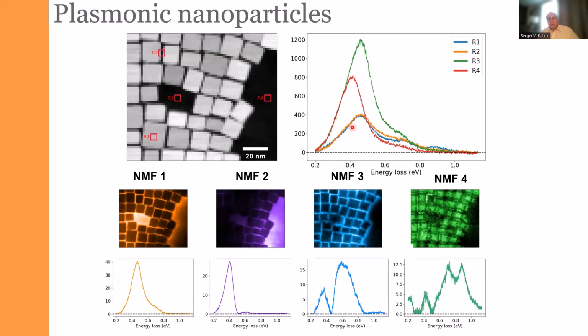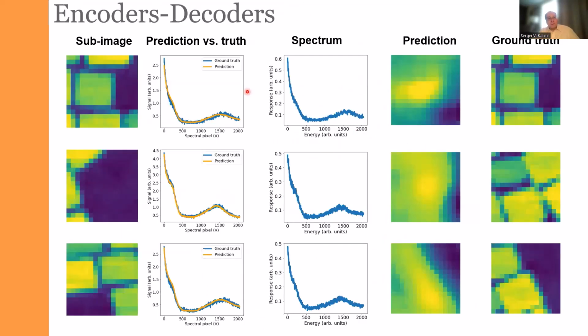This is another example when we do the same thing for the structure-property relationship in the plasmonic nanoparticles. So this is our input, the structural image. This is the prediction and compare it to the ground truth. So you can see that we can predict the plasmonic spectra based on the local configuration remarkably well.